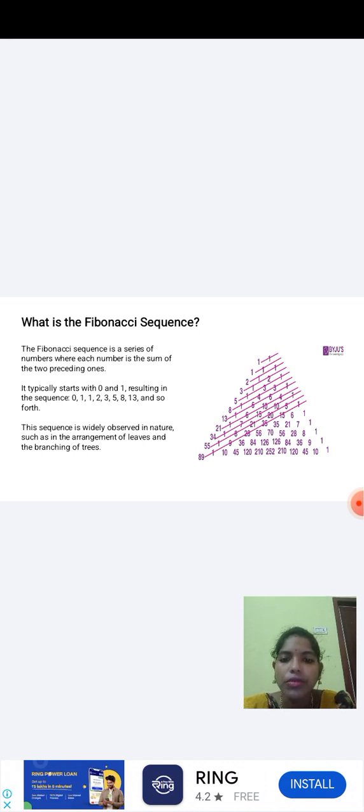This sequence is widely observed in nature, such as in the arrangement of leaves and in the branching of trees. We have the branching of a tree, and the leaves of the tree look like this.